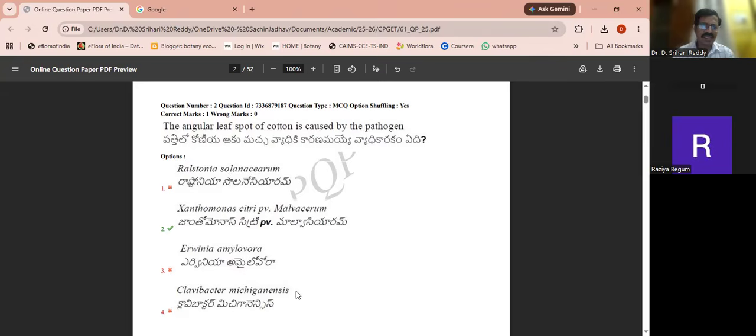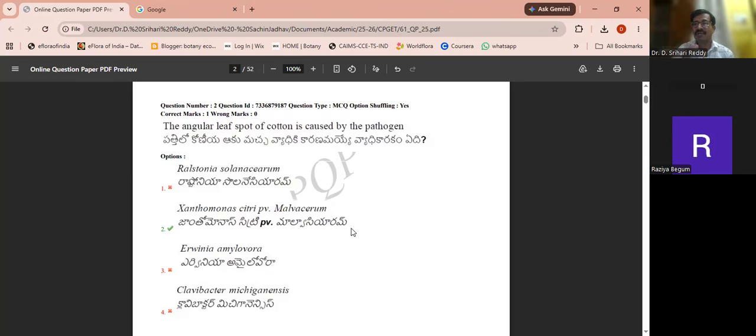Because you usually read some shortcut materials, they may not explain all this, but these will be there in the textbooks. So you have to know all this for the entrance examinations. They may ask any question from any corner. Okay, so the answer for the question, angular leaf spot of cotton, is Xanthomonas citri pathovariety malvacearum. If they ask another question like citrus canker is caused by which pathogen, that is Xanthomonas citri pathovariety citri.